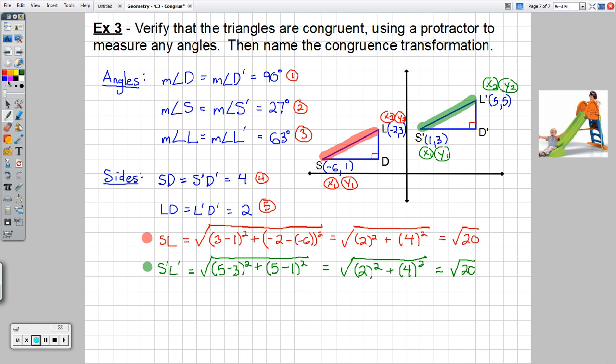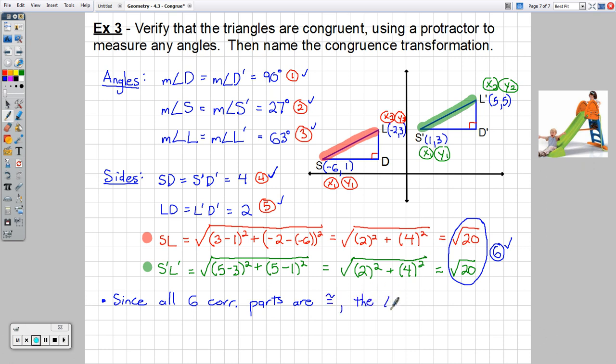This is step 6 right here. Since I used red and green for those, I'll do this in blue. This was step 6. So all the steps, they all checked out. It all worked out in the end. So we've proven all 6 corresponding parts are congruent. So let's write that down. Since all 6 corresponding parts are congruent, the triangles are congruent.